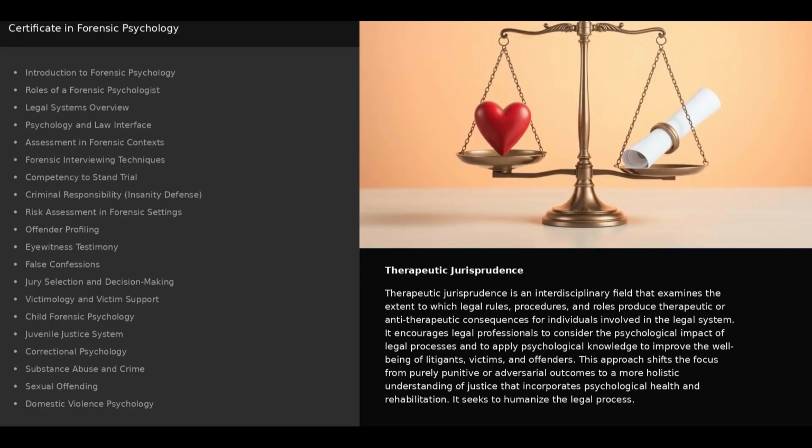Therapeutic jurisprudence. Therapeutic jurisprudence is an interdisciplinary field that examines the extent to which legal rules, procedures, and roles produce therapeutic or anti-therapeutic consequences for individuals involved in the legal system. It encourages legal professionals to consider the psychological impact of legal processes and to apply psychological knowledge to improve the well-being of litigants, victims, and offenders. This approach shifts the focus from purely punitive or adversarial outcomes to a more holistic understanding of justice that incorporates psychological health and rehabilitation. It seeks to humanize the legal process.